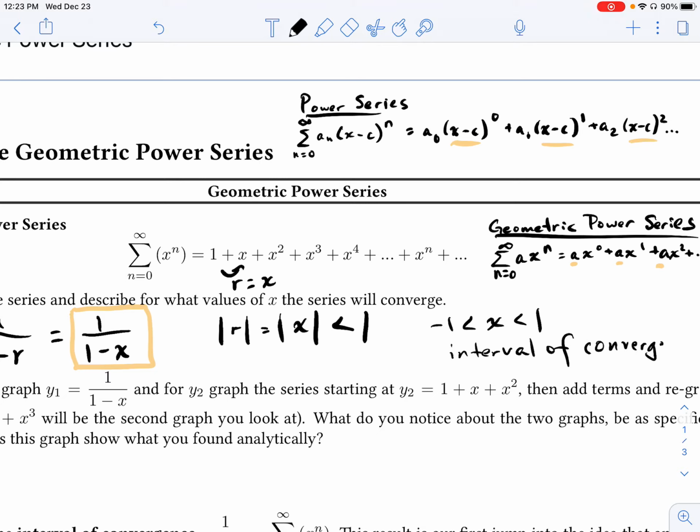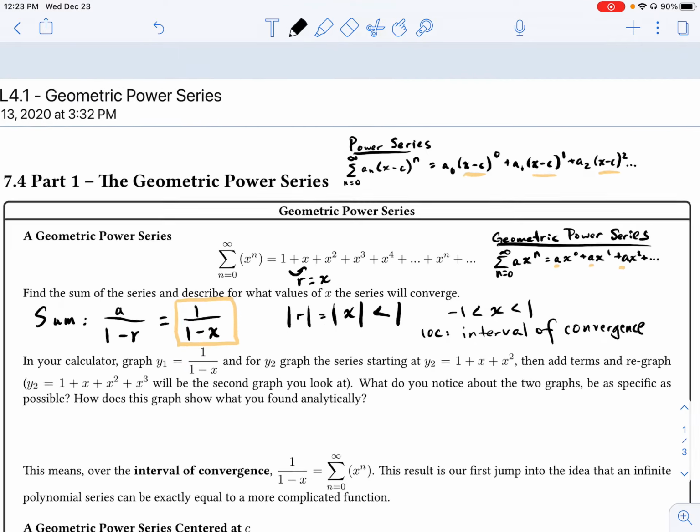And you'll often see me write, or hear me say, or watch me write, interval of convergence, or IOC for short. There we go. I think I finally got it.